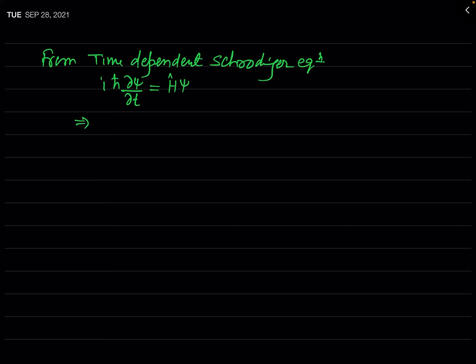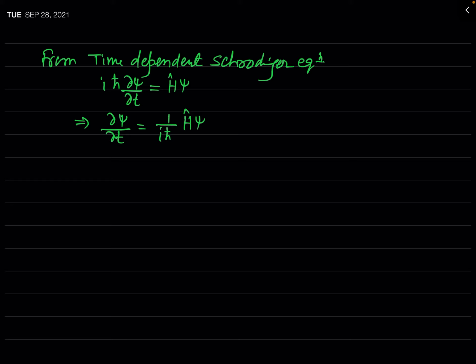And so from here we can easily find the value of del psi by del t. What will this be? You can see this is 1 over i h bar, h hat, psi.